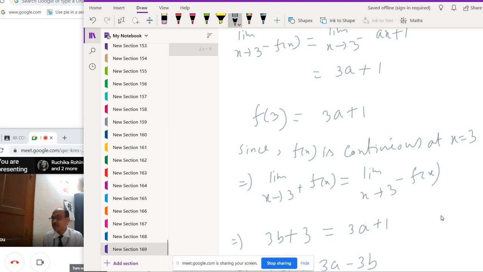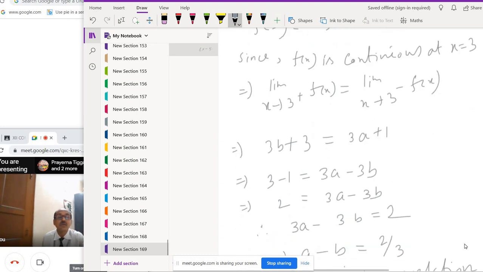Question number 27. f(x) equal to kx square when x less than or equal to 2, and 3 when x greater than 2, at x equal to 2. Find the value of k.